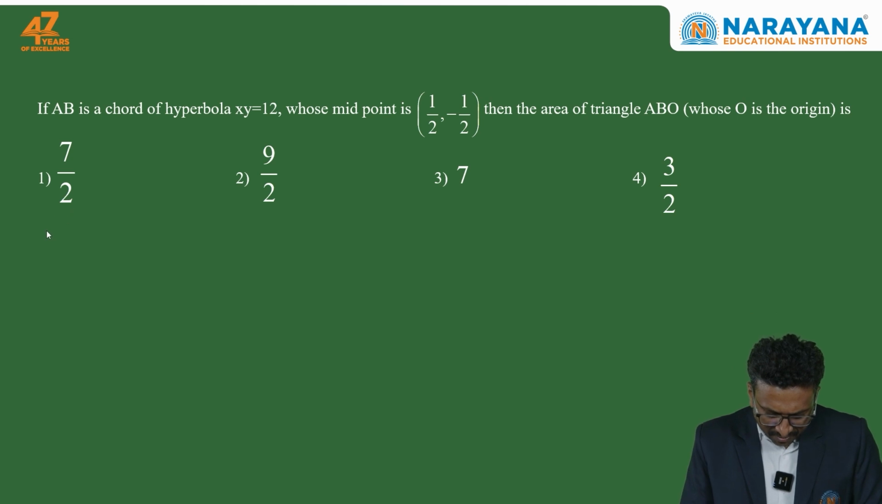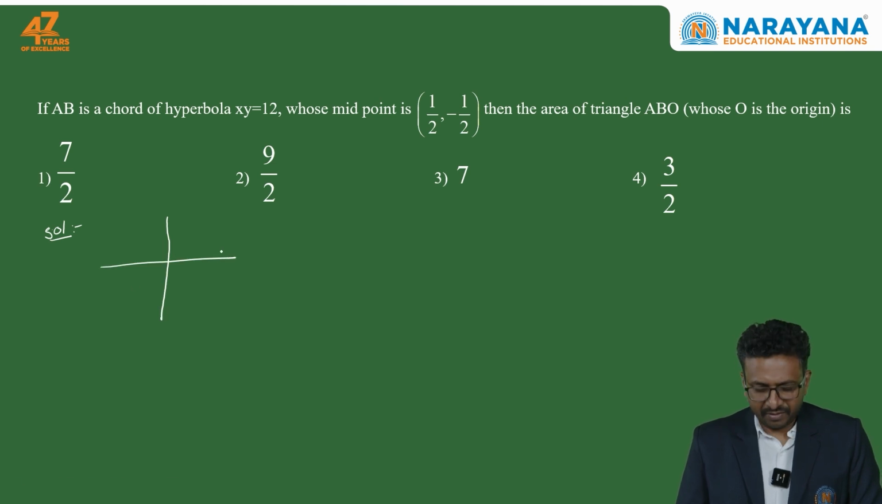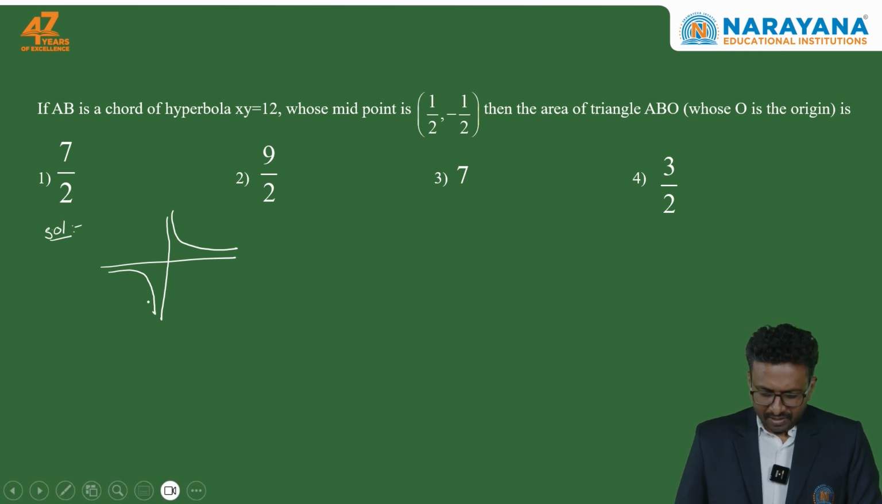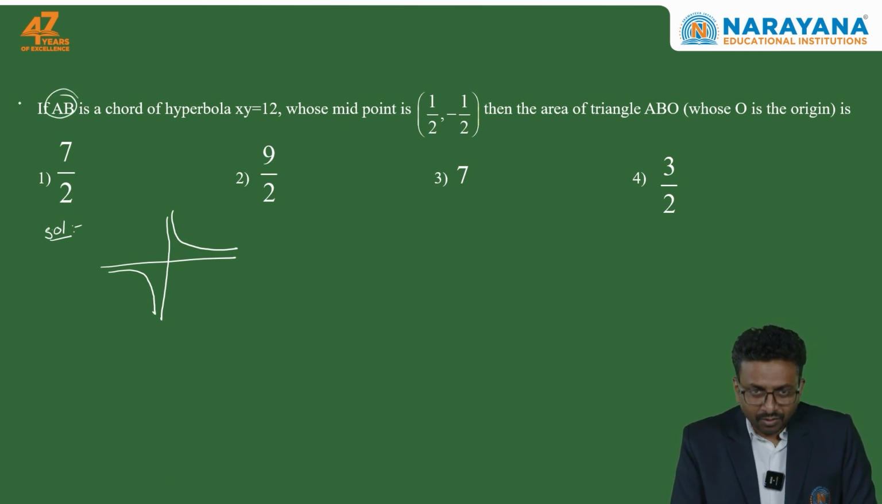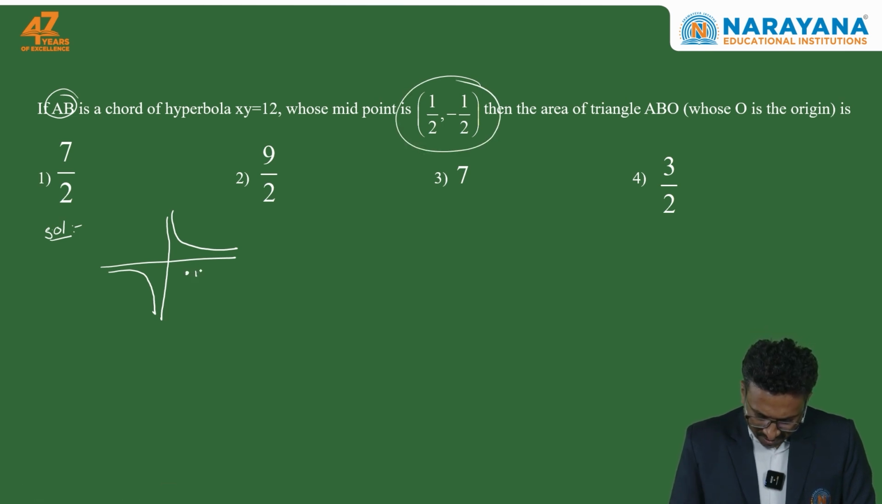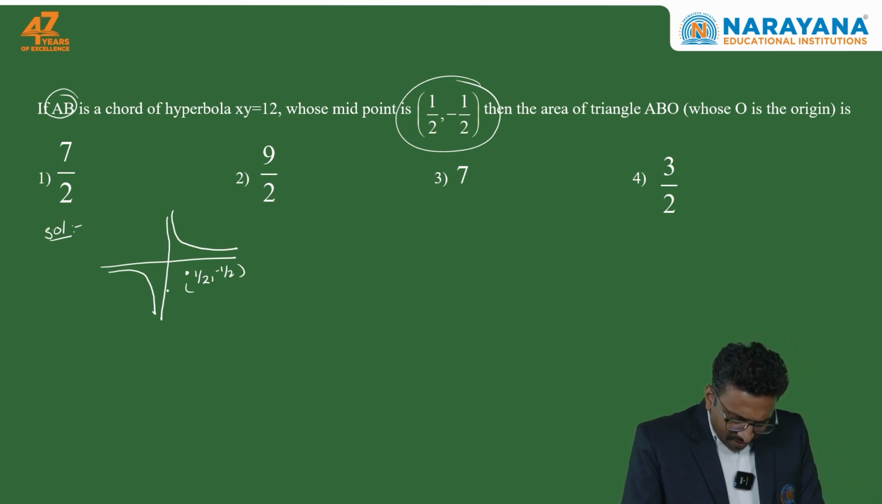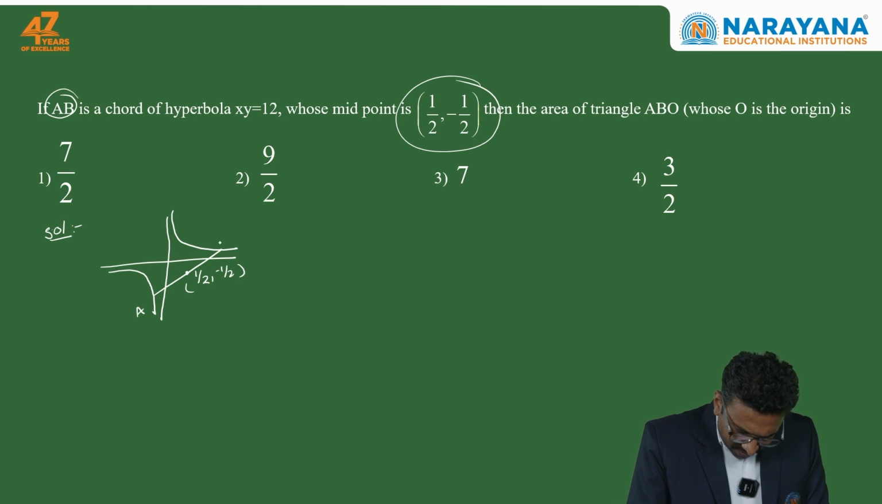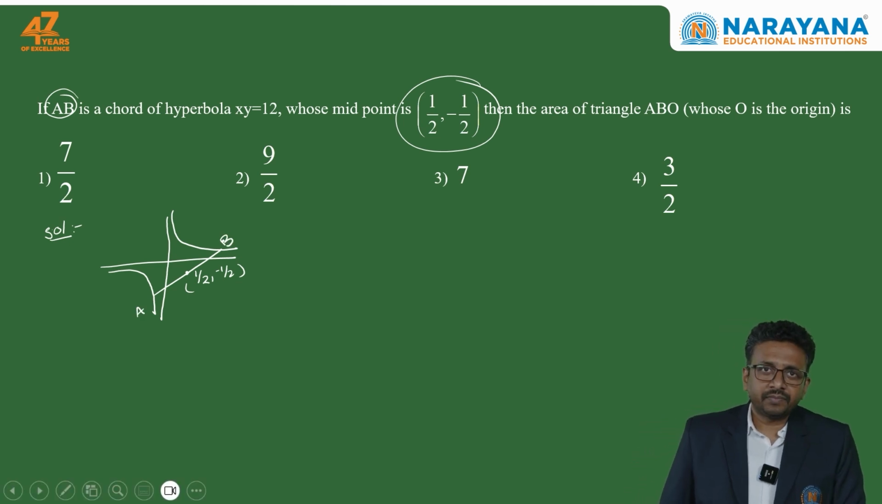So first let us try to draw the diagram. xy is equal to 12 is a rectangular hyperbola which looks like this, right? Now there is a chord AB whose midpoint is (1/2, -1/2), which lies somewhere here. So now you have to draw a chord with this point as midpoint. Maybe the chord will look like this.